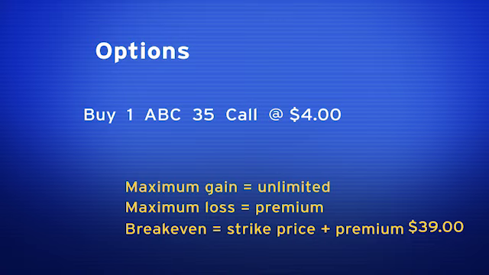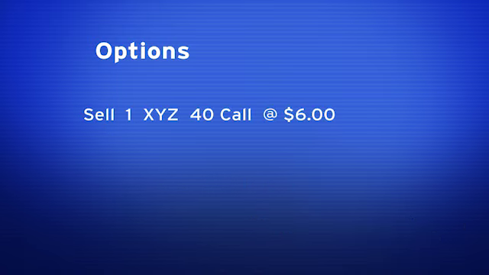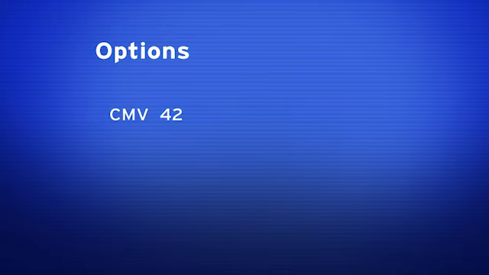Now, let's take a look at an example of selling an option. I sell one XYZ 40 call at 6. Now, selling the call is bearish. If buying the call is bullish, selling the call would be on the other side of the market. Selling the call would be bearish. What if the price of the stock in the secondary market is $42 a share?